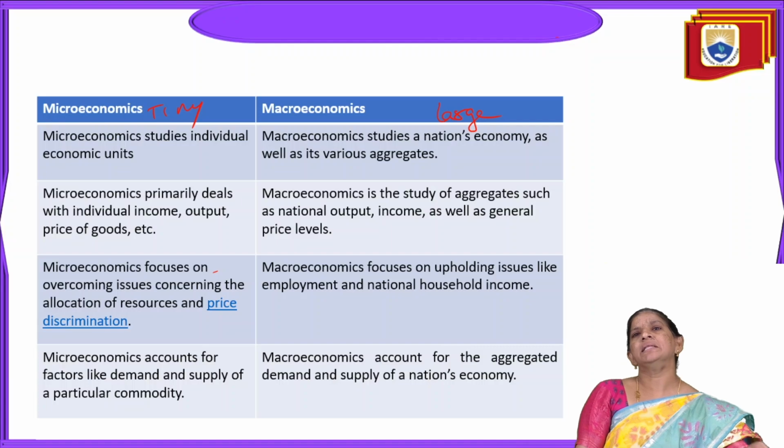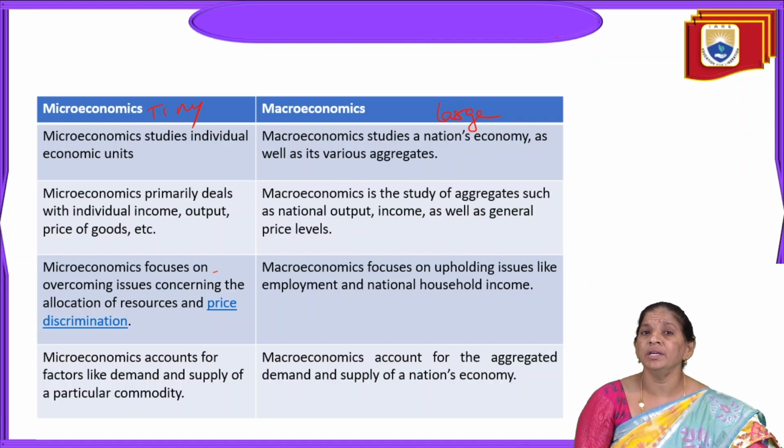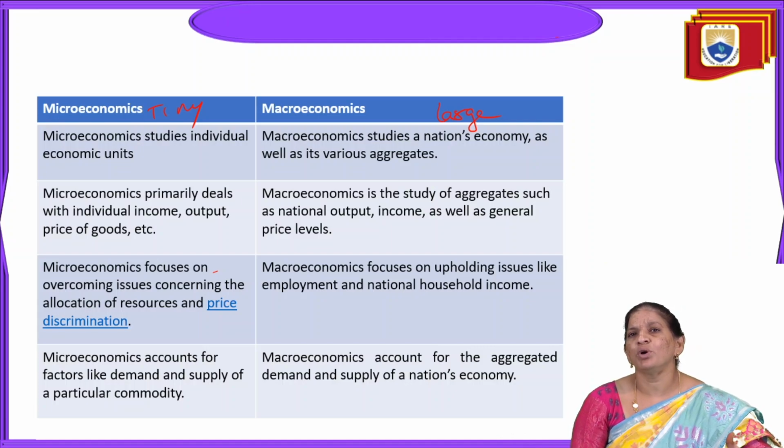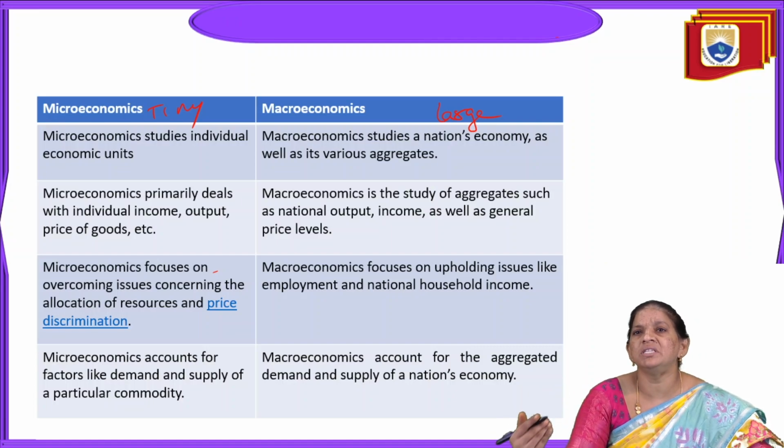But in macro, it totally focuses on overall issues, not a single one. It deals with issues like total employment. So what happens if employment decreases in the country? What sort of downward trends or underdevelopment will follow? And how should the national income be increased, or what should be done to make our GDP, gross domestic product, or the national income grow?